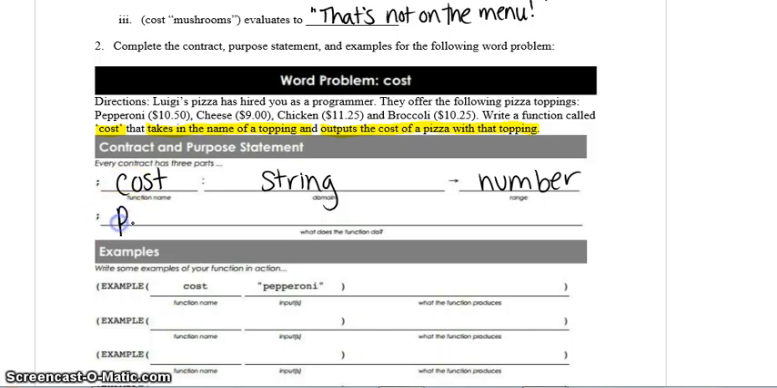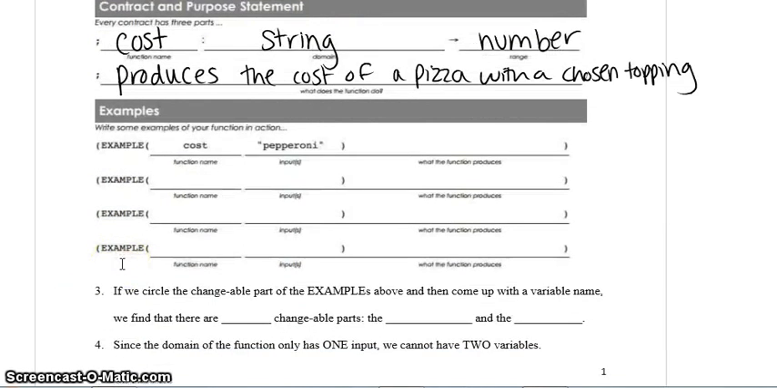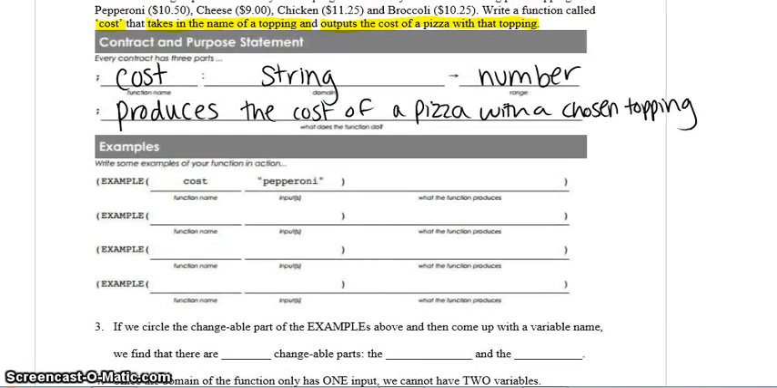What does the function do? In my own words, I'm going to say that based on the word problem, this function produces the cost of a pizza with a chosen topping. Whatever topping was chosen as the input. When we take a look at our example section, we actually find that instead of only 2 examples like we've seen in past design recipes, we actually have 4 examples. So the reason we need 4 examples is because there's 4 choices for the toppings according to the word problem.